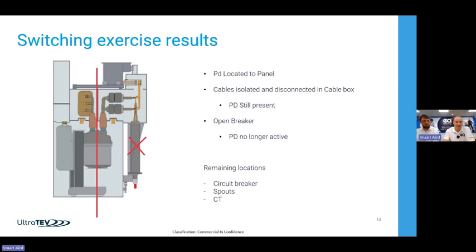So we opened that circuit breaker. The first step we did was take the cable terminations off from the cable box, and we energized it, and it was still there. Then we opened the circuit breaker, and it went away. So in that case, we've come down to a couple of components: the circuit side of the circuit breaker, the CT and the bushings, and obviously the fixed portion of your spouts here. So now we've narrowed it down to that area using the non-intrusive detection techniques.